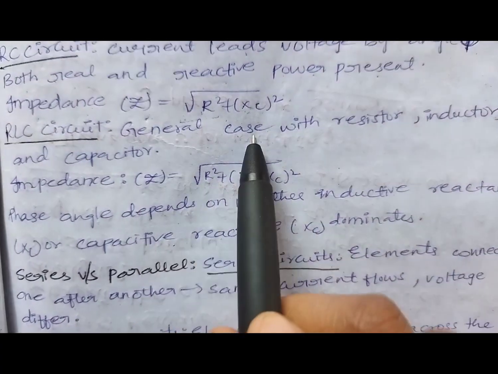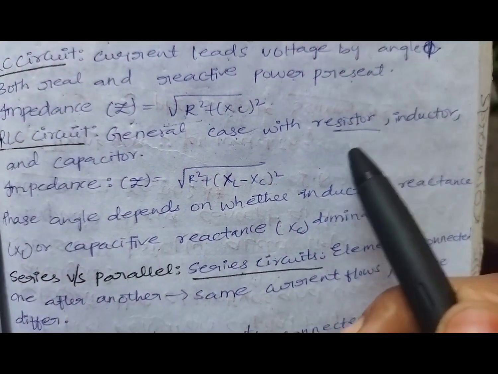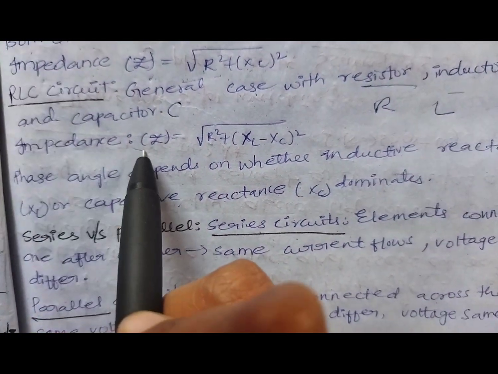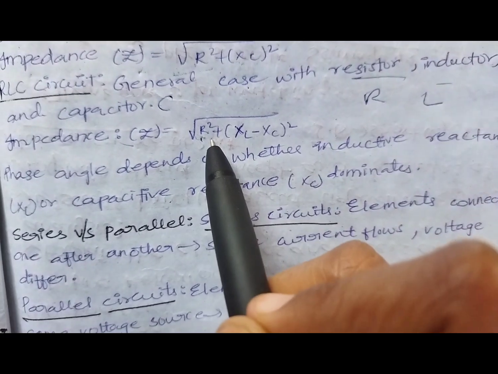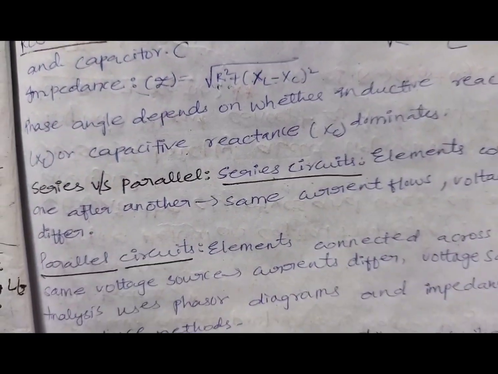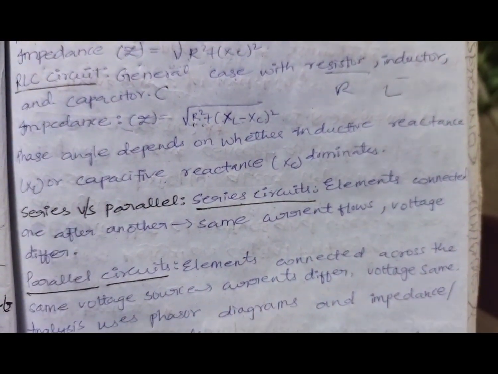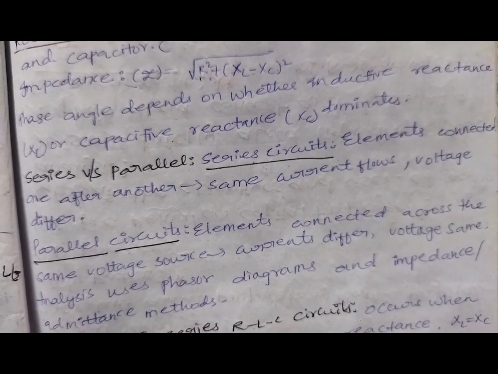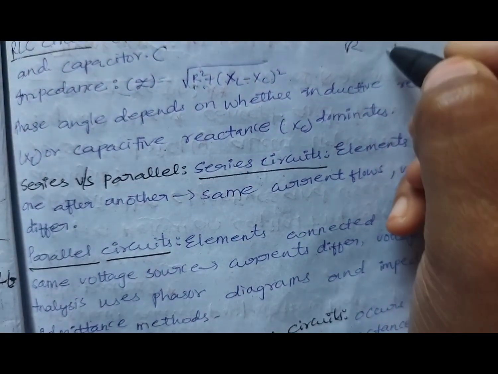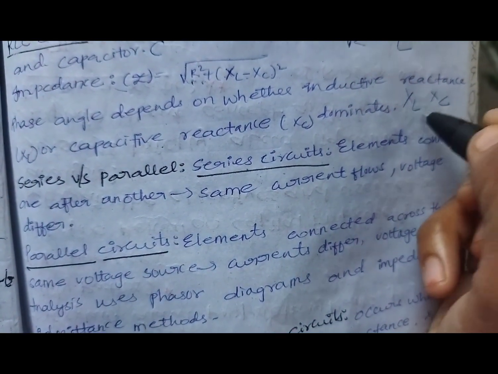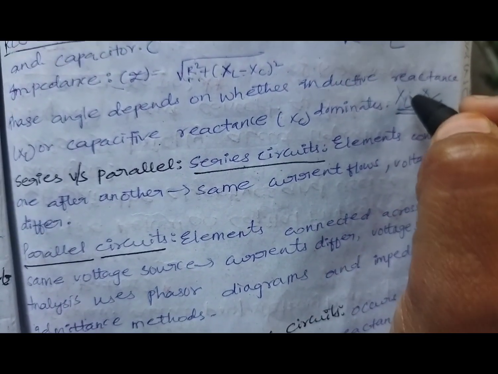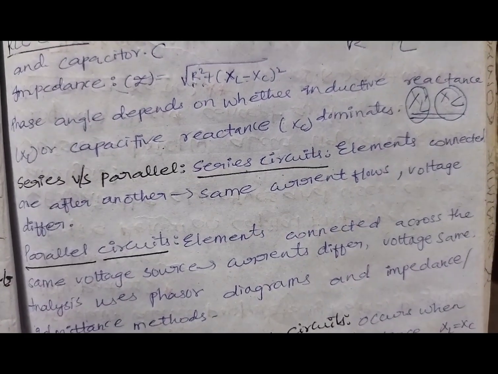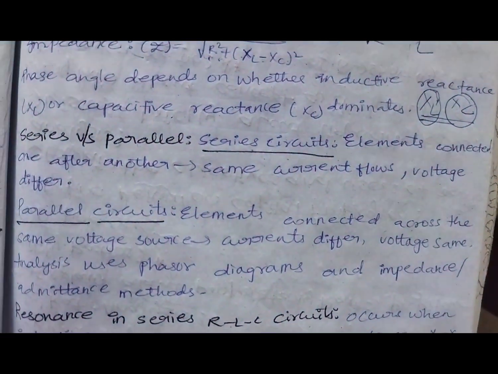In the general RLC case we use three terms: resistor R, inductor L, capacitor C. Impedance Z equals the square root of R squared plus XL minus XC whole squared. The phase angle depends on the inductive reactance and the capacitive reactance. Now, series versus parallel combination.